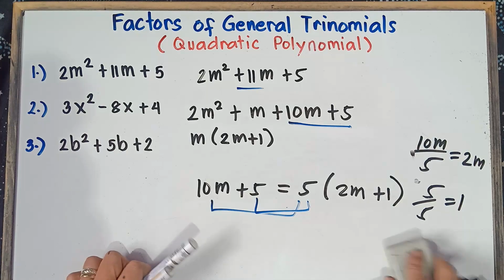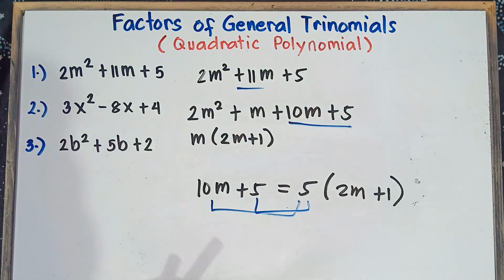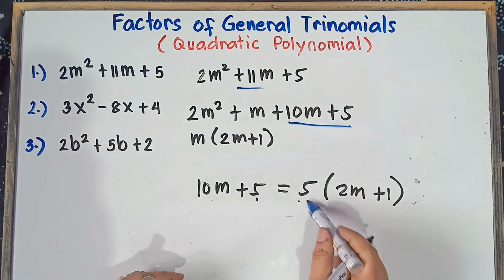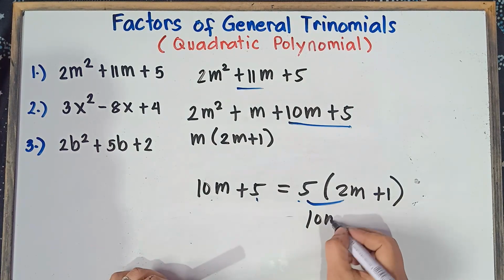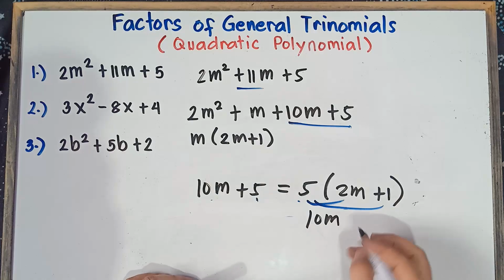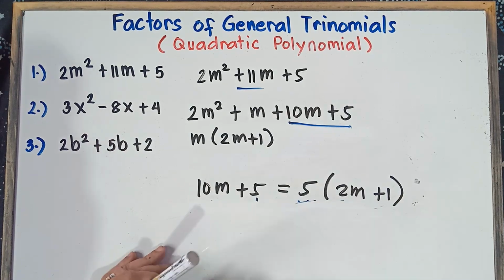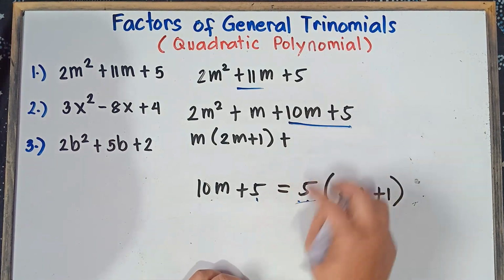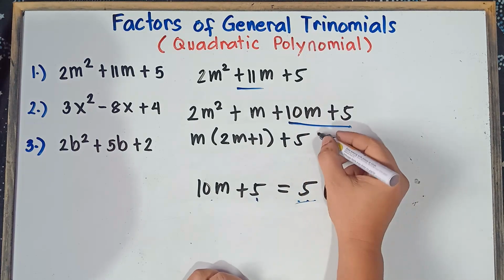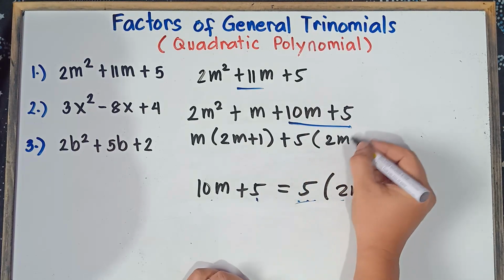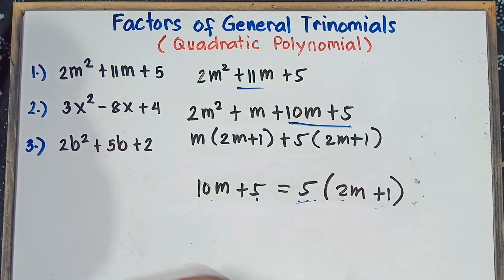Okay, so let's check our answer by the distributive property. 5 times 2m, that would be 10m. 5 times 1, that would be equal to positive 5. Yup, you will have the same answer, class. So therefore, you factored it out correctly. Alright, so this is positive 5, and then parentheses 2m plus 1.